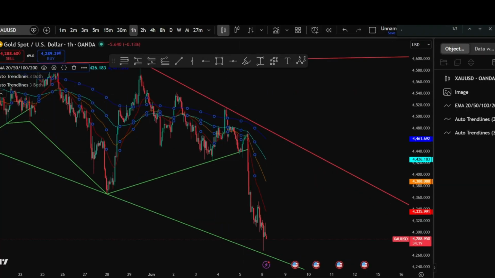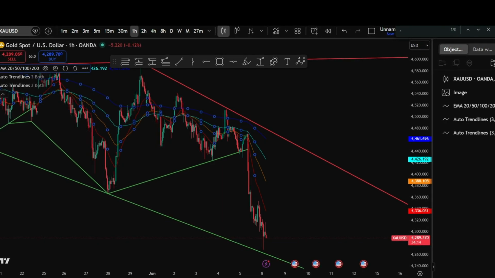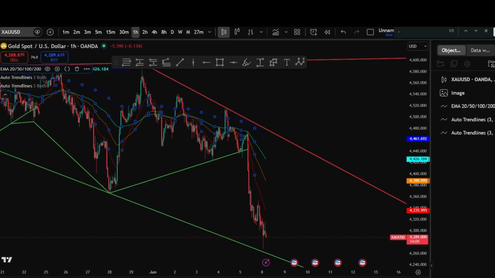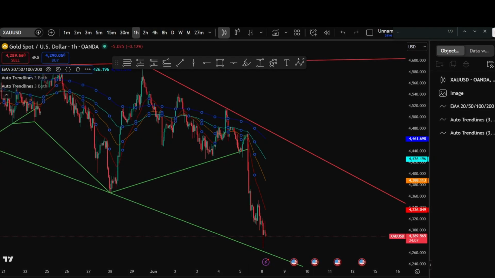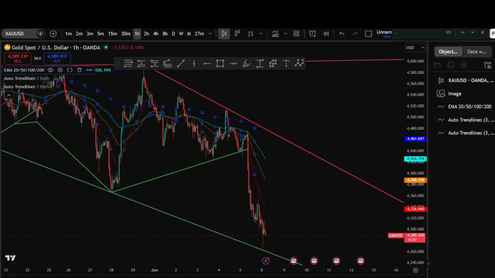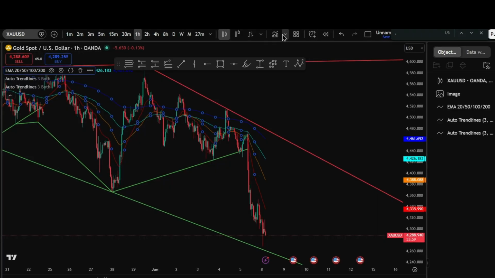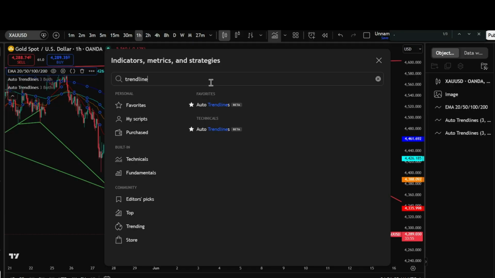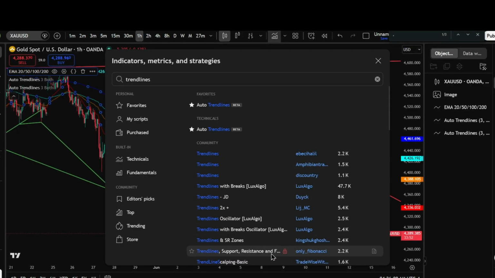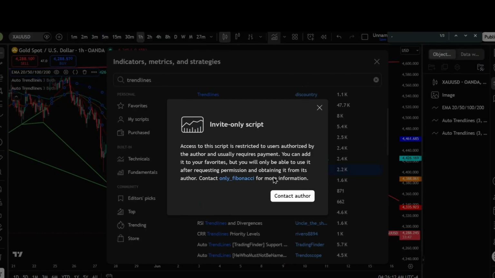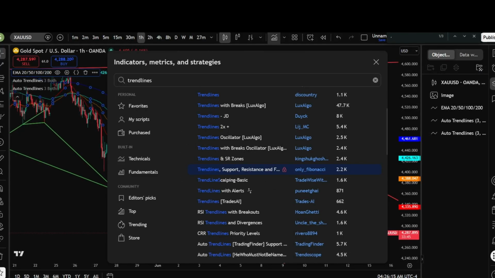Once you add an indicator to the chart, you can hide or show it using the eye icon and adjust its settings to suit your analysis style. Each indicator allows detailed customization to match your trading approach. For advanced indicators, like automatically drawing trend lines or identifying patterns, just type in the search bar. TradingView will show both free and paid indicators. Indicators with a lock icon are usually paid or require permission from the author.